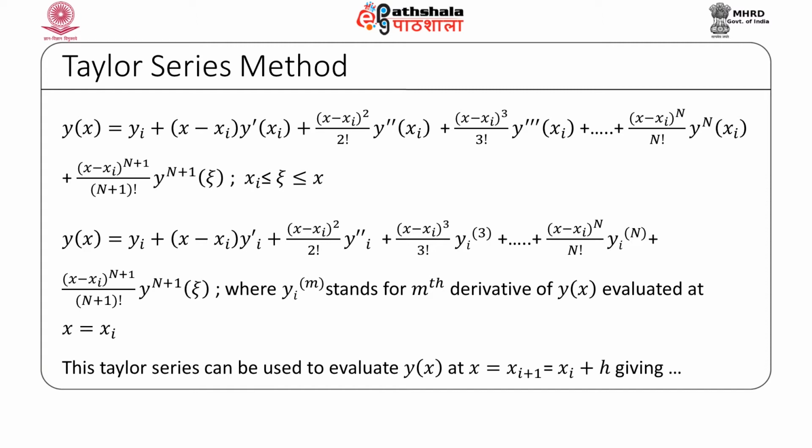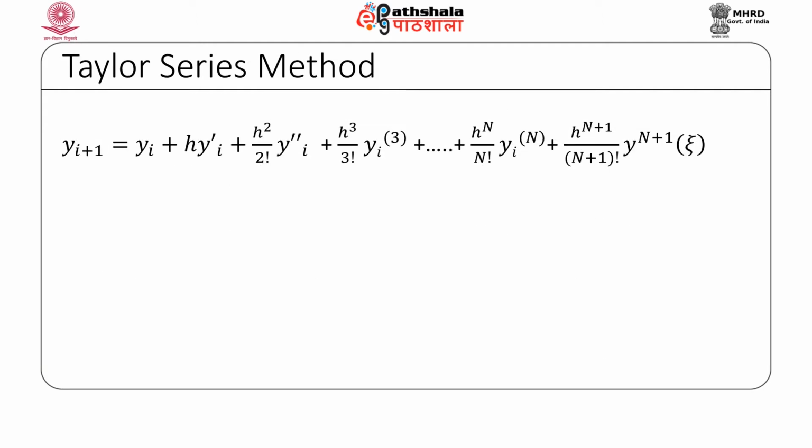If I put in x equal to xi plus h, and we ignore the remainder term, then we put x equal to xi plus 1 on the left side, and on the right side also I put x equal to xi plus 1. So, in this expression x takes the role of xi plus 1, and xi plus 1 minus xi becomes h. Doing this gives us yi plus 1 equals yi plus h yi dash plus h squared by 2 factorial yi double dash and so on.